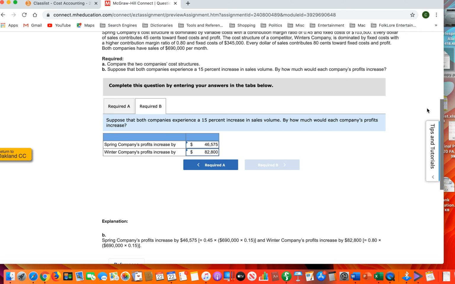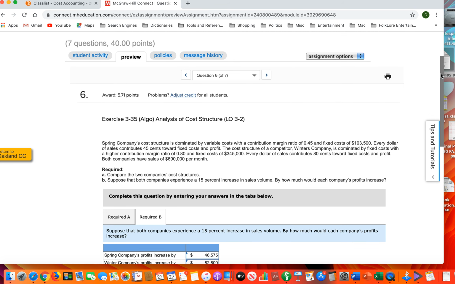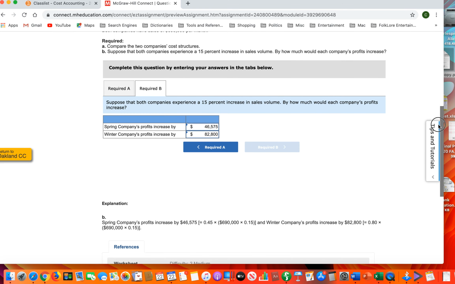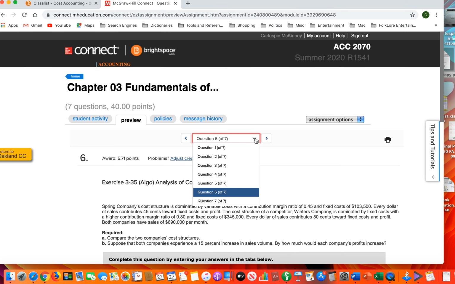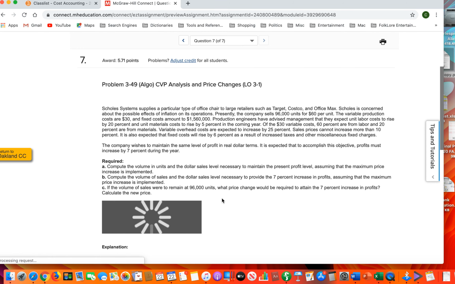I guess when you solve a problem, you use what comes quickly or easily to you. So you can do it this way. I don't know if you want to do it the way we learned in 1820, by using the degree of operating leverage. But there we go. Okay. Let's do our last problem here.